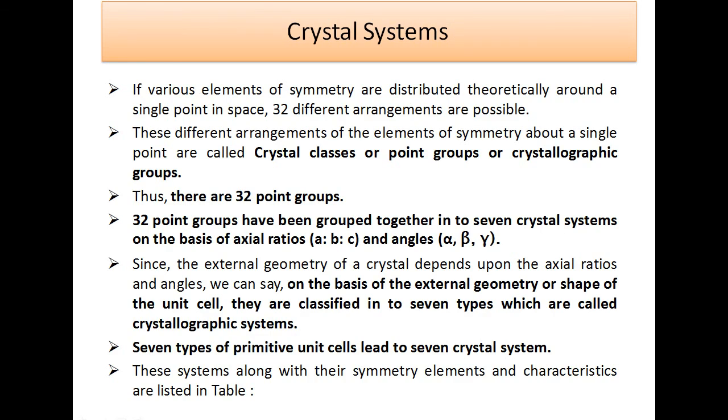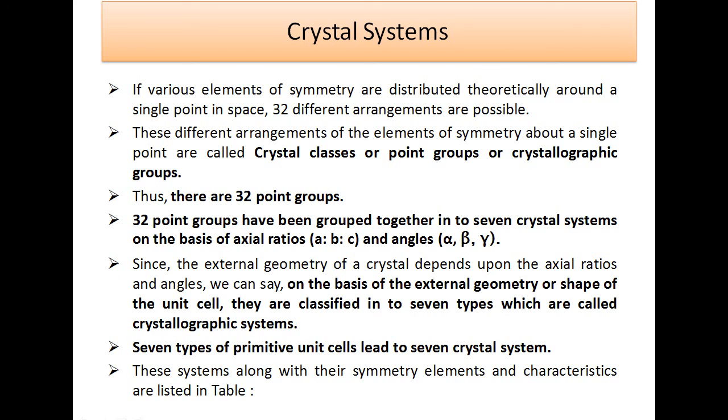Now, what do we mean by crystal systems? Crystal systems are based on the 7 types of primitive unit cells we have discussed here, on the basis of external geometry or shape of the unit cell.